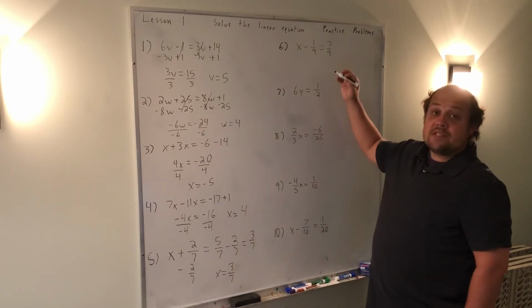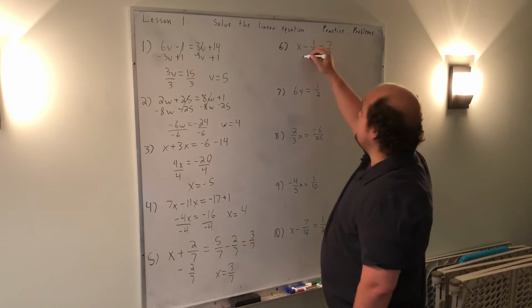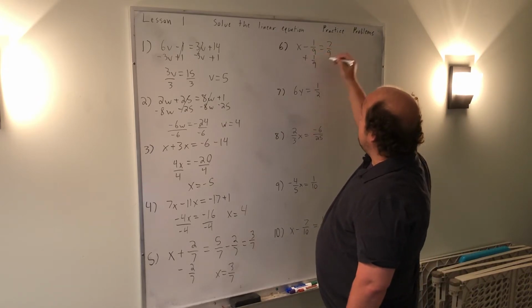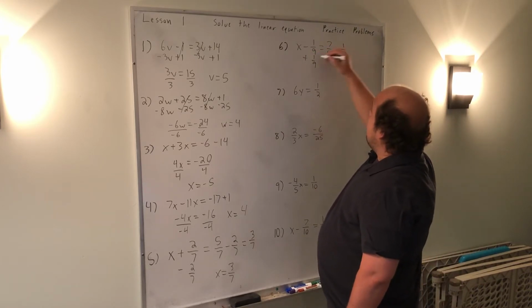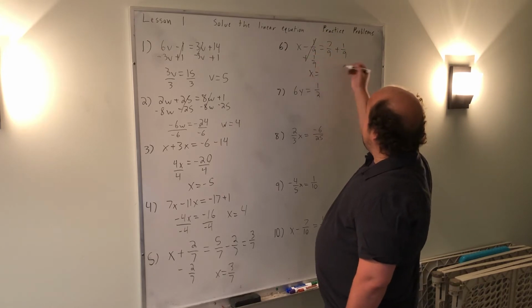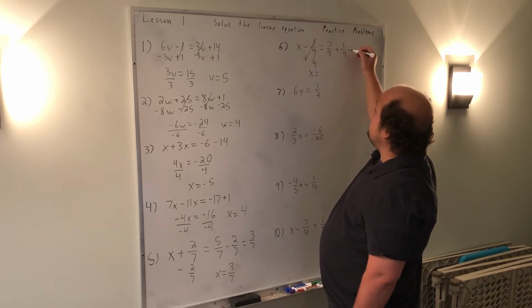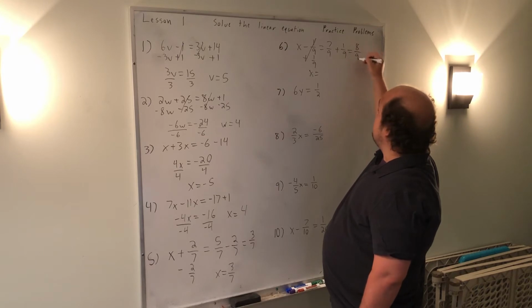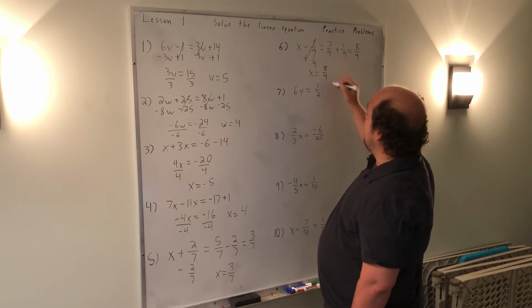In problem number 6, I'm going to move this 1/9 to the other side by adding 1/9. Again, this is a case where I do have a common denominator, so all I need to do is combine the tops. 1 plus 7 gives me 8, still over that common denominator of 9.